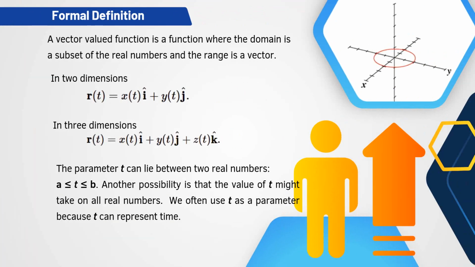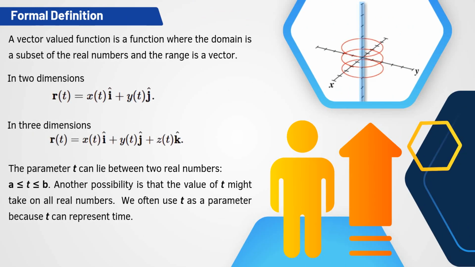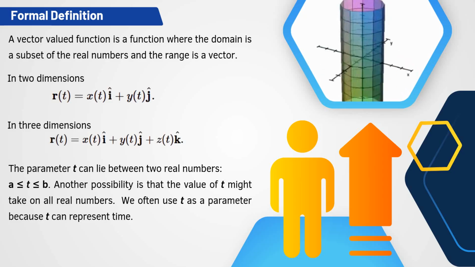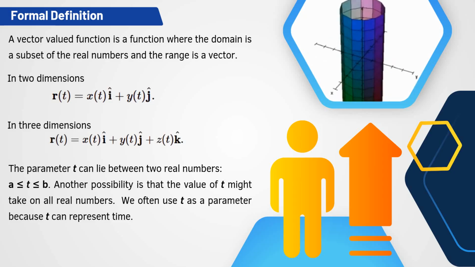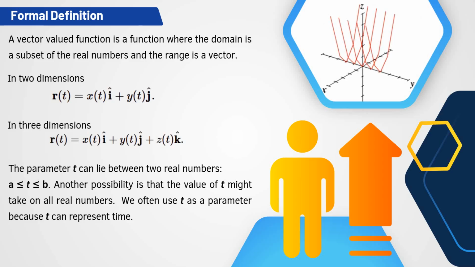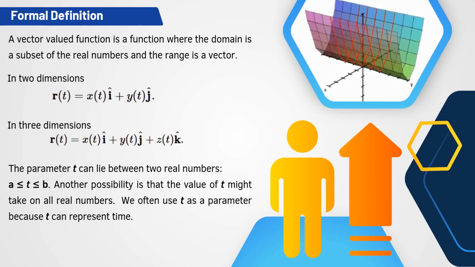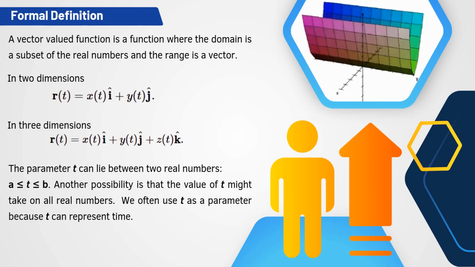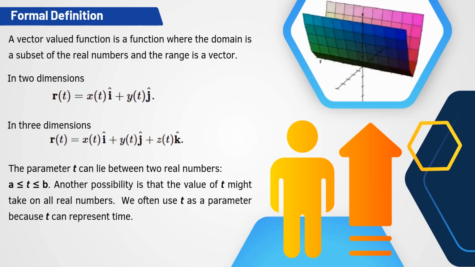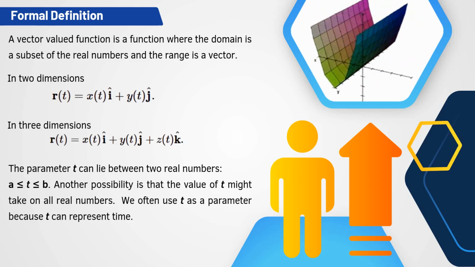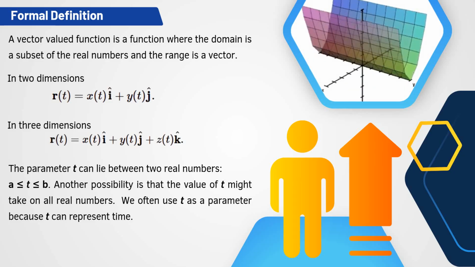What is the formal definition of a vector-valued function? A vector-valued function is a function where the domain is a subset of the real numbers and the range is a vector. In 2 dimensions, r of t equals x of t times i vector plus y of t times j vector. In 3 dimensions, r of t equals x of t times i vector plus y of t times j vector plus z of t times k vector.